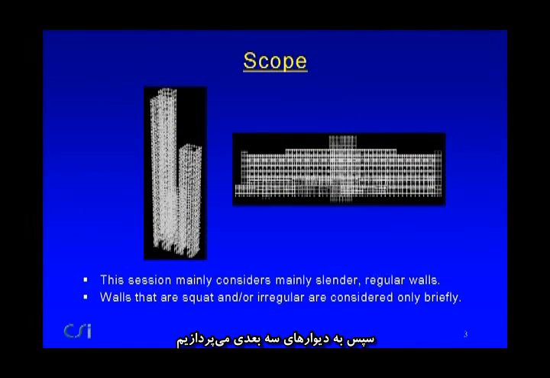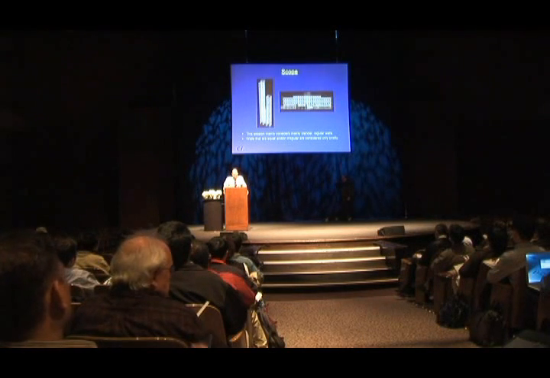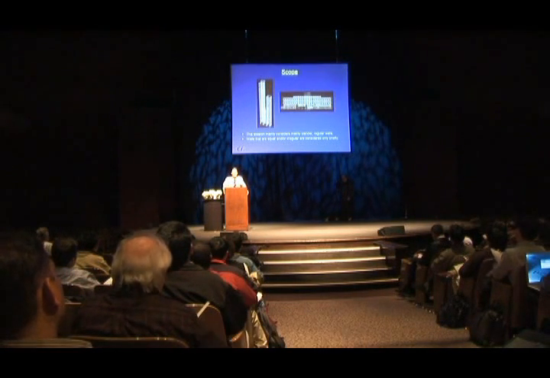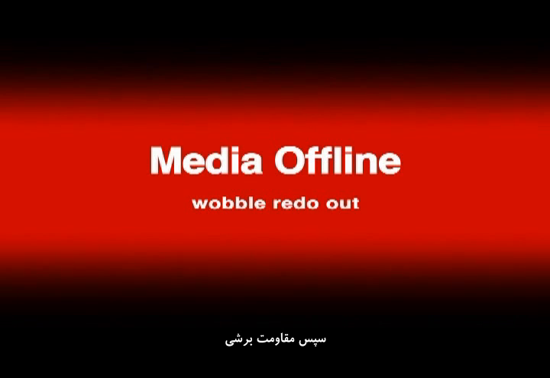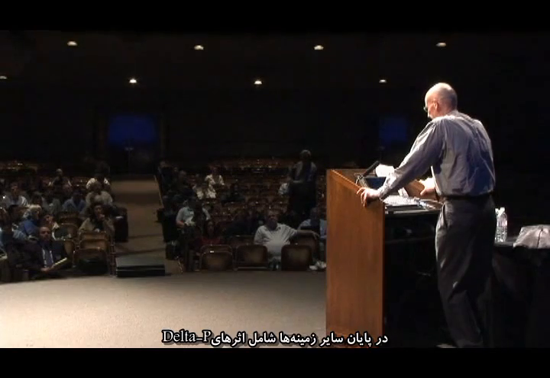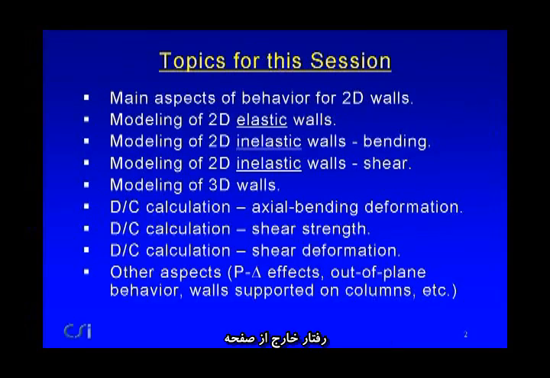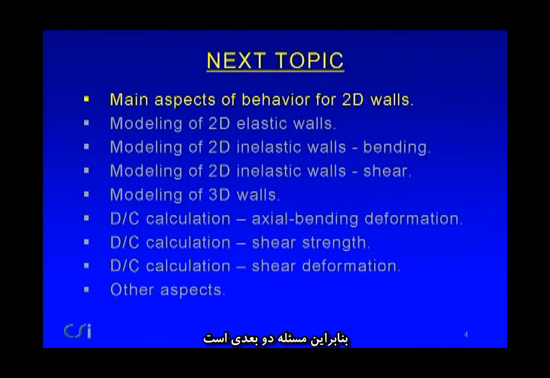then move on and look at three-dimensional walls, then move on to the demand capacity calculation, first for the axial bending deformation, which will usually be inelastic, then for shear strength and shear deformation, and finally a number of other aspects, including p-delta effects, out-of-plane behavior, and a few other things. And we're talking about in-plane behavior, since this is 2D, and so we'll talk about out-of-plane behavior later.